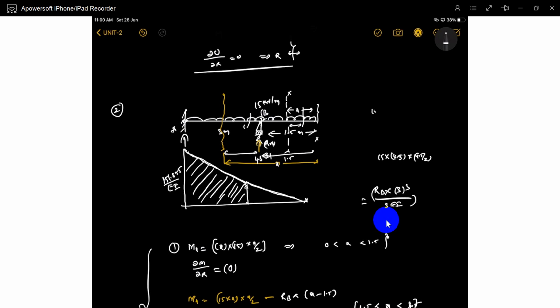So the total is 15 into 4.5. That is 67.5. Minus 48.21, so this is 19.29. So then you can easily find out this moment. Later you can draw the shear force and bending moment diagrams and find out the deflection and slopes at any point.